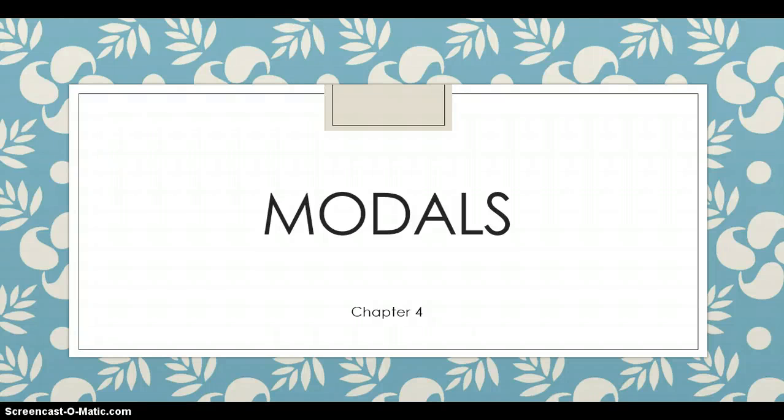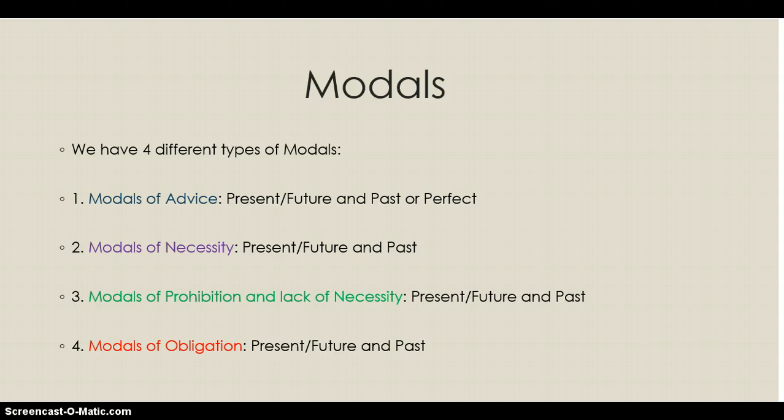Today we are going to be talking about modals. Modals can be found in your book in chapter 4. Now we have 4 different types of modals. We have modals of advice, modals of necessity, modals of prohibition and lack of necessity, and modals of obligation. And for each of the modals that we use, there will be a formula.